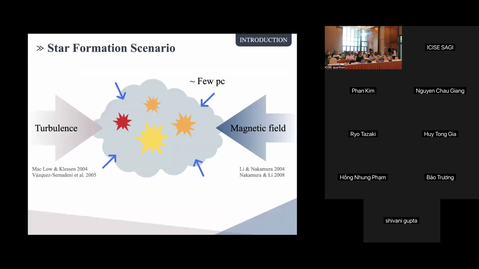So for the introduction, in star formation scenarios, usually a few percent of molecular clouds collapse by gravity. But already yesterday we said that the star formation efficiency theoretically expected is much larger than the observed one. So we need a mechanism to resist the gravitational collapse. That is turbulence and magnetic field.